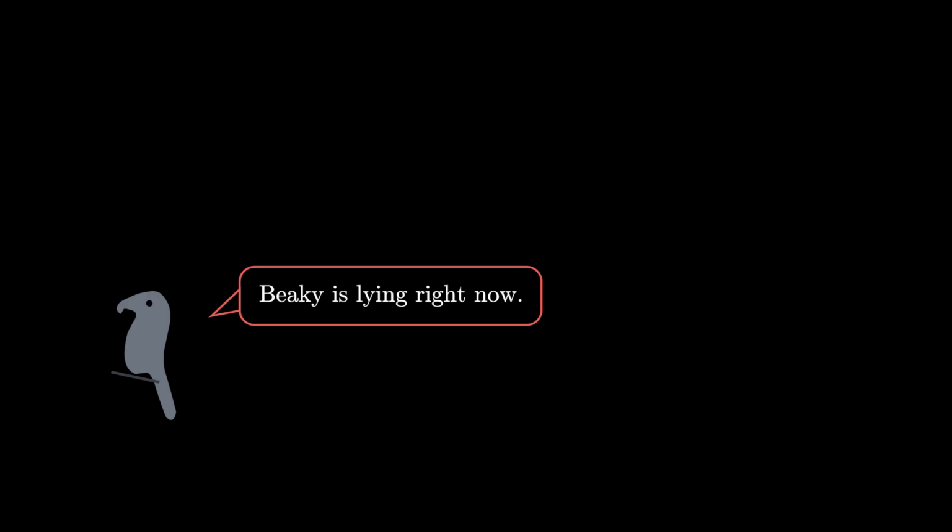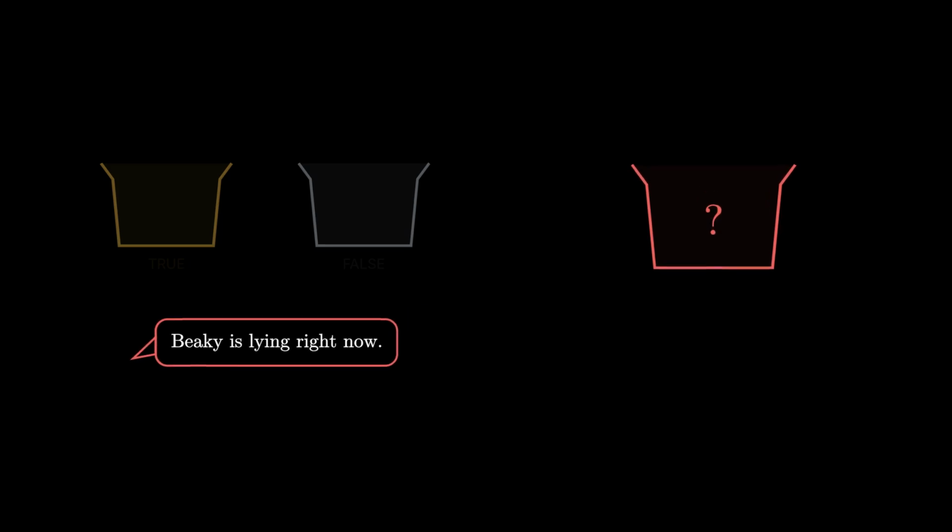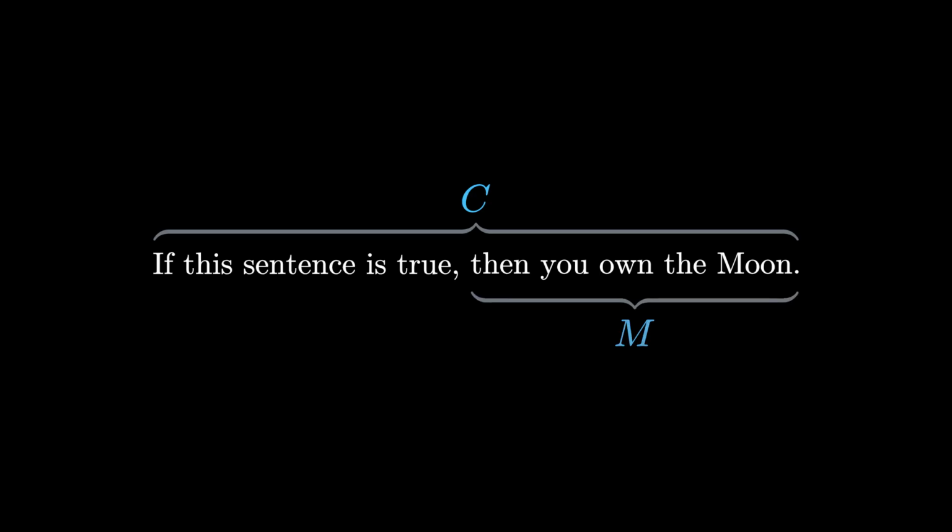Which means it fails the very first test we set. It looks like a proposition. It is not one. And now that empty bin gets a label. Sentences about their own truth. Which brings us back here. Call the sentence C, and call you own the moon M, which is, we can agree, false.